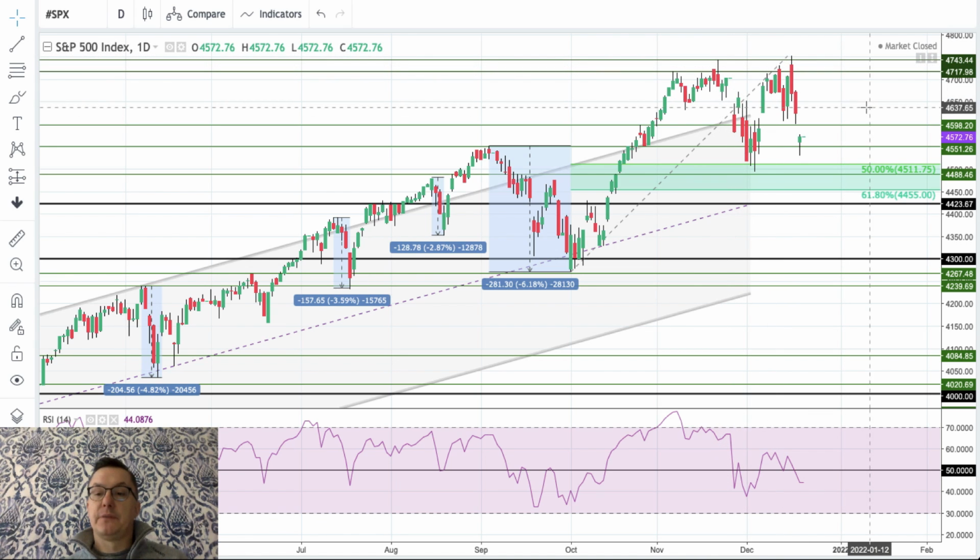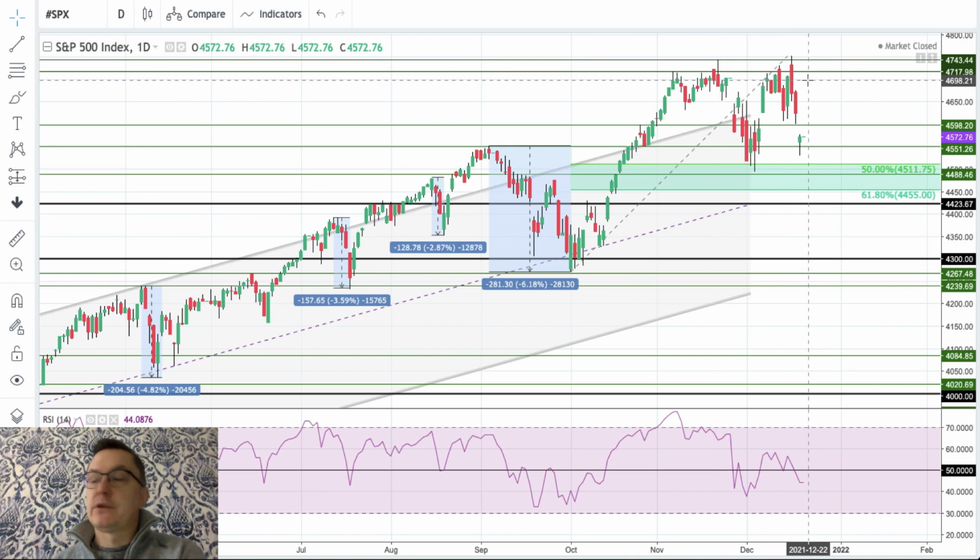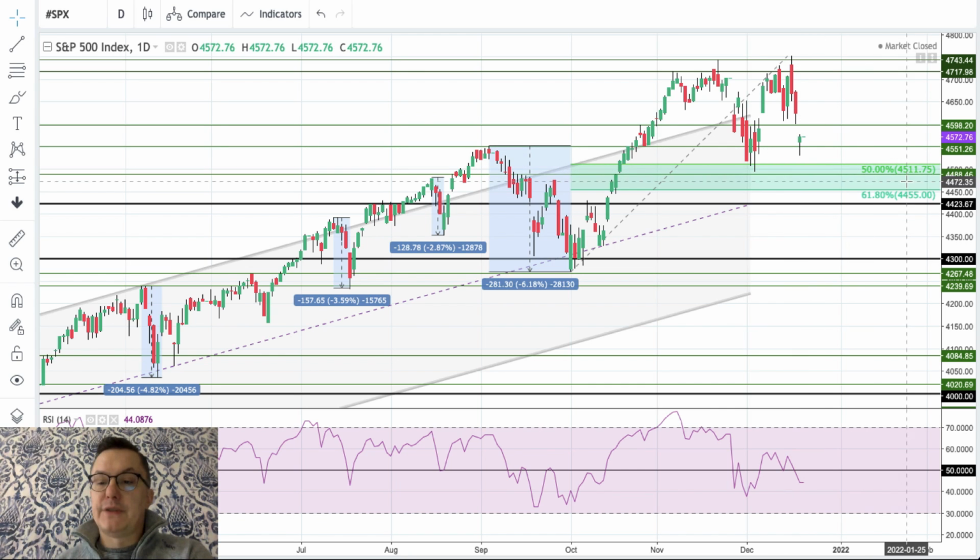The level of 4,751.52 had been rejected twice already, so that might be a double top, and we might see the market moving lower towards 50% of the Fibonacci retracement, 4,511, towards the technical support, 4,488, or even 61% of the Fibonacci retracement at 4,455. So please keep an eye on this retracement.